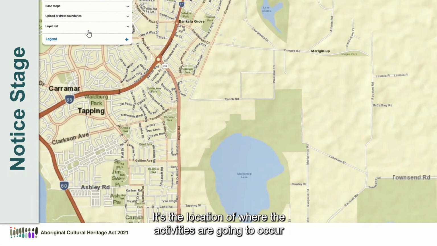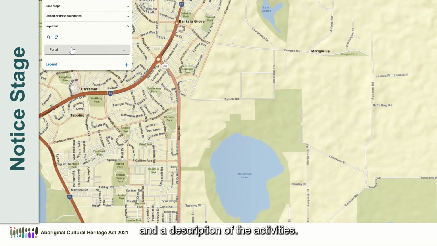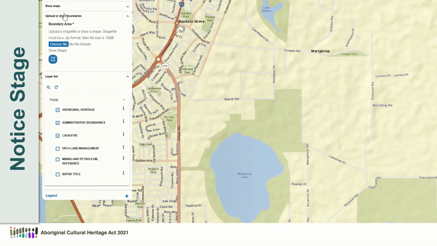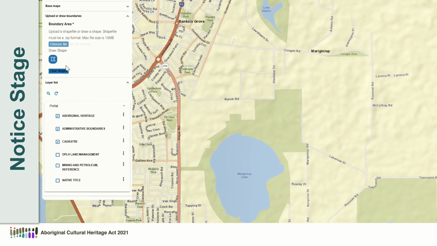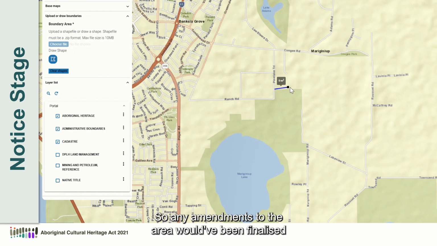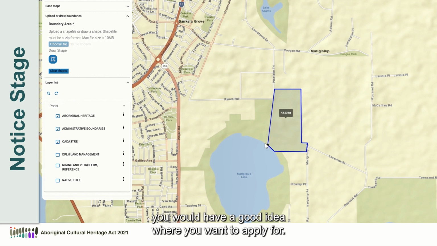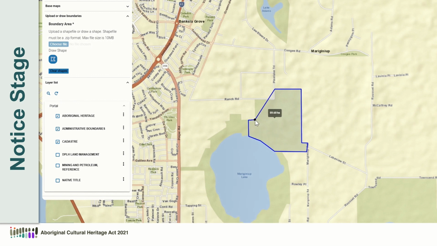It's the location of where the activities are going to occur and a description of the activities. So any amendments to the area would have been finalised before you would have got to this stage. So by the time you're submitting the notice, you would have a good idea where you want to apply for.